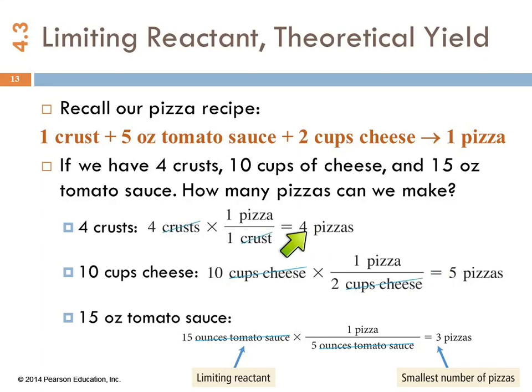Do we have enough crusts? No. 15 ounces of tomato sauce. 15 ounces, 1 pizza takes 5 ounces, so the tomato sauce will only make 3 pizzas. So we're making pizzas. We make 1 pizza, we make 2 pizzas, we make 3 pizzas. What happens? We ran out of tomato sauce.